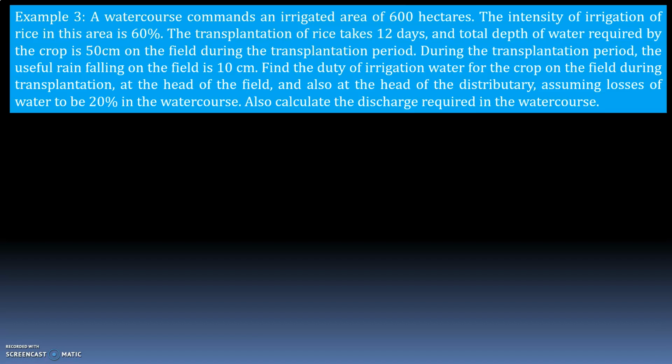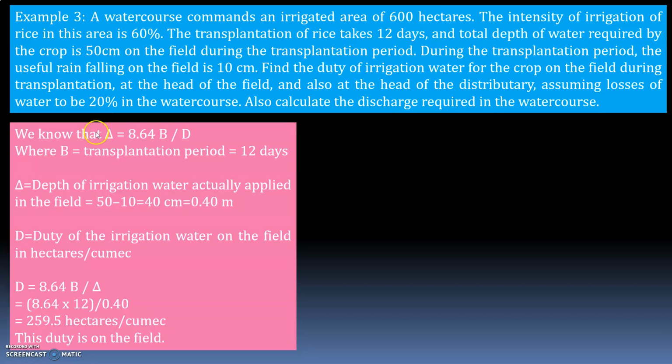Okay, so here you have to calculate the duty of irrigation water for the crop on the field during the transplantation and also at the head of the field and also at the head of the distributary. Okay, what is this transplantation? Transplantation is nothing but to remove a plant from one place and plant it again in some other place. Okay, that is transplantation. So here there are three sub questions. You have to calculate that.